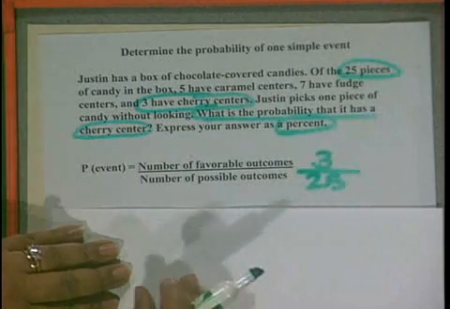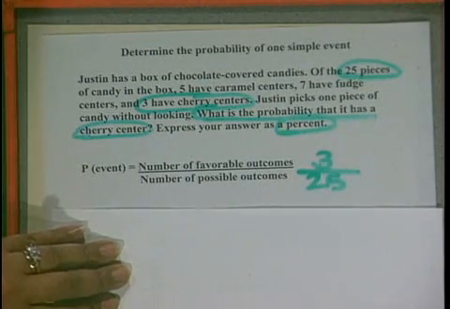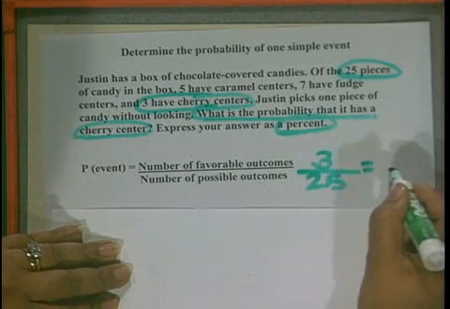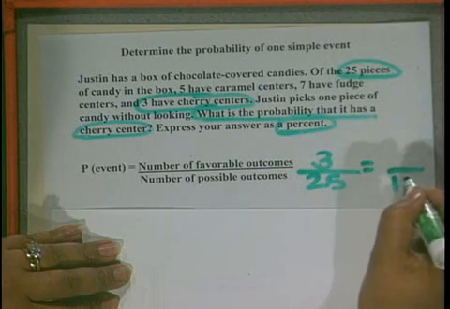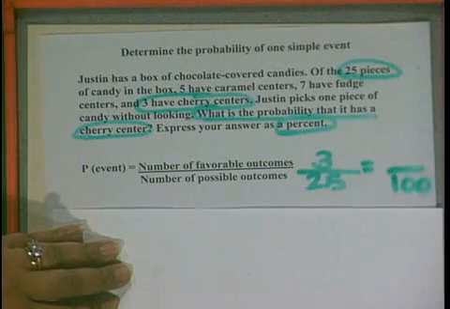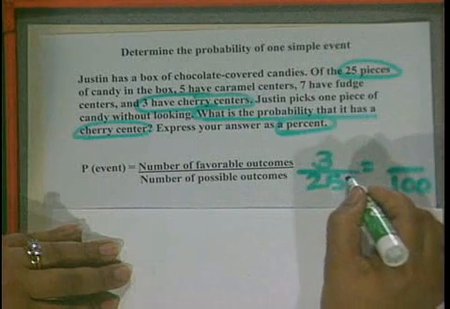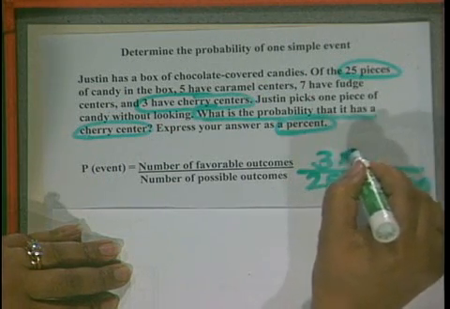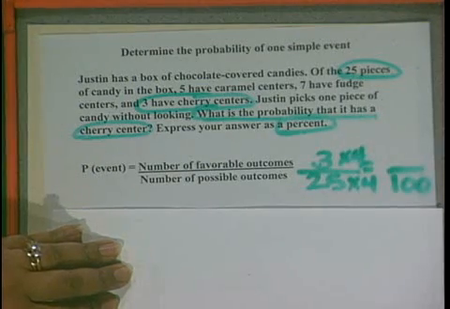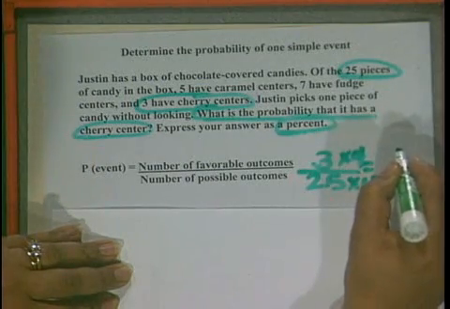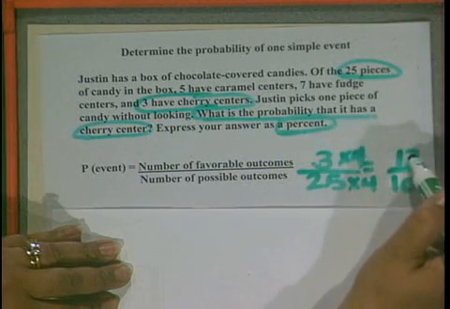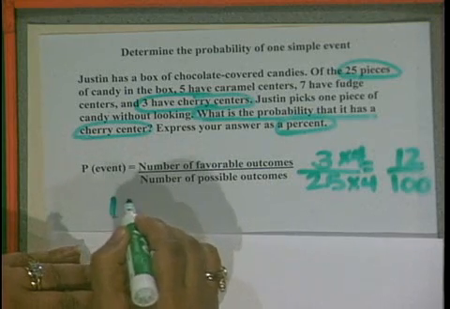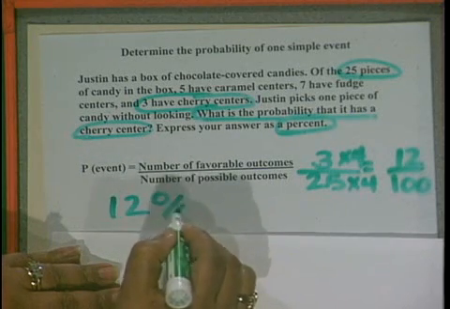I need to express it as a percent. Anytime I'm talking about percent, it means per 100. So if I can change this denominator so that it has an equivalent denominator of 100, I can write it as a percent. If I think 4 times 25 equals 100, I can make my equivalent fraction by multiplying 4 times 3, which will give me a total of 12. So I have 12 out of 100, or 12 hundredths. So as a percent, it is 12%.